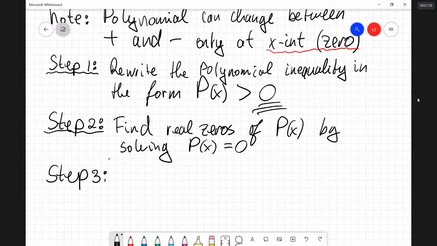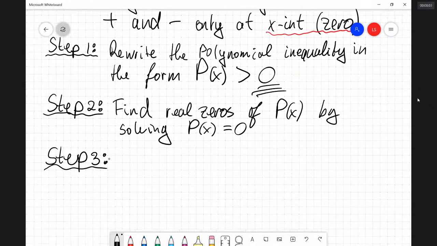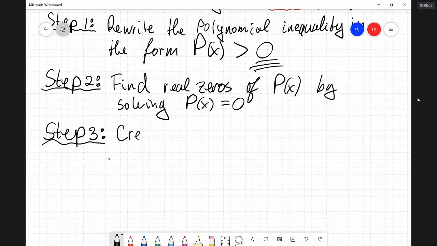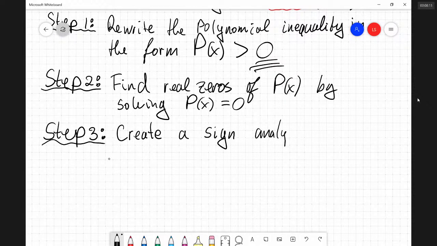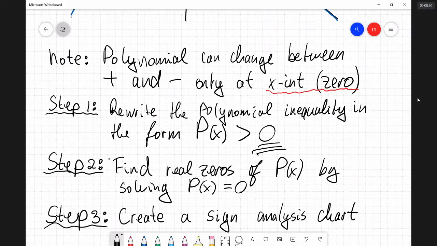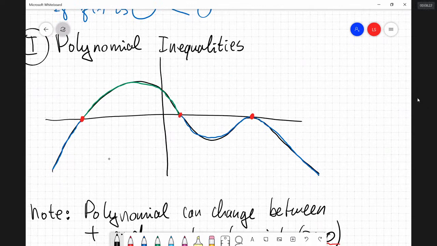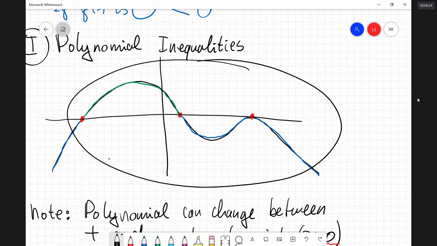Step 3 will be to create a sign analysis chart. That's what I refer to it as. And the sign analysis chart is basically the one-dimensional version of this.